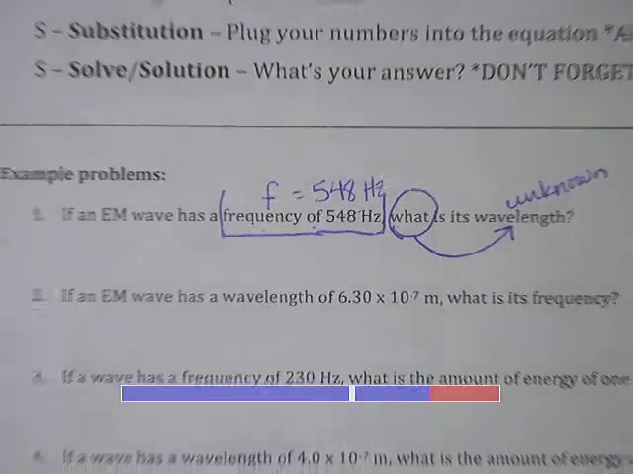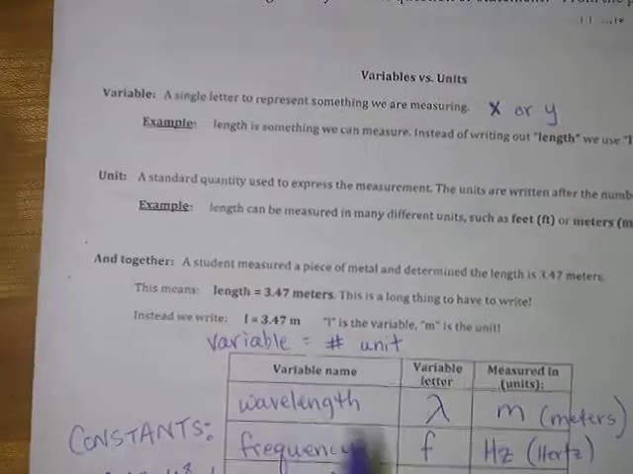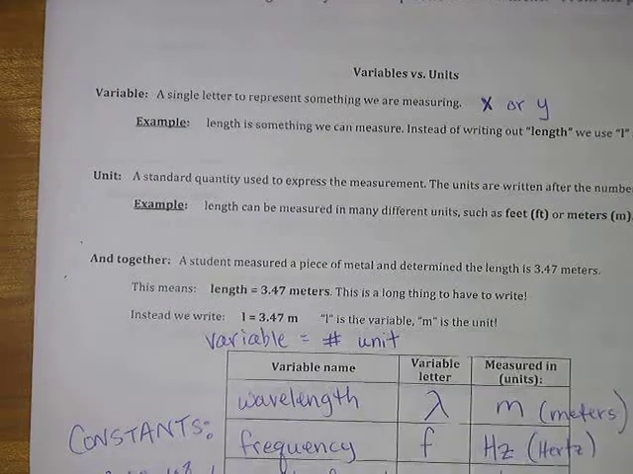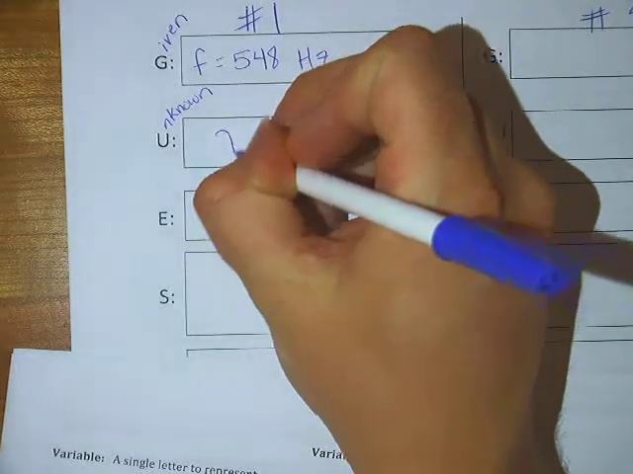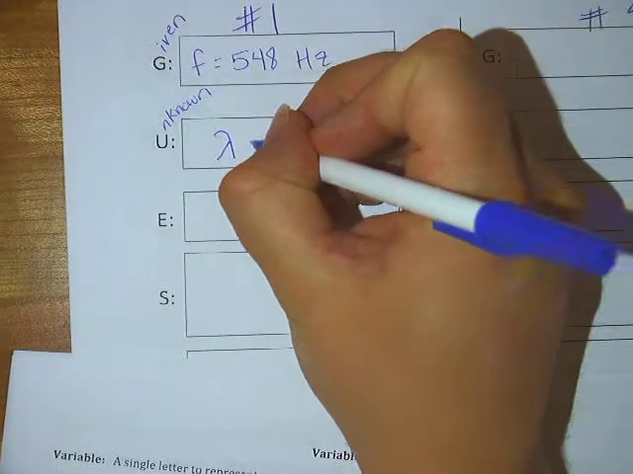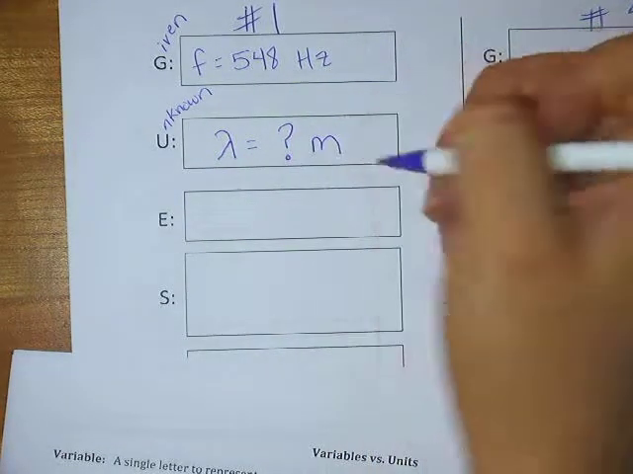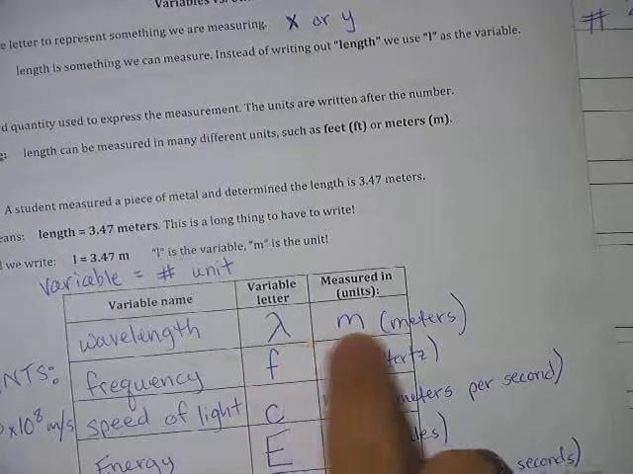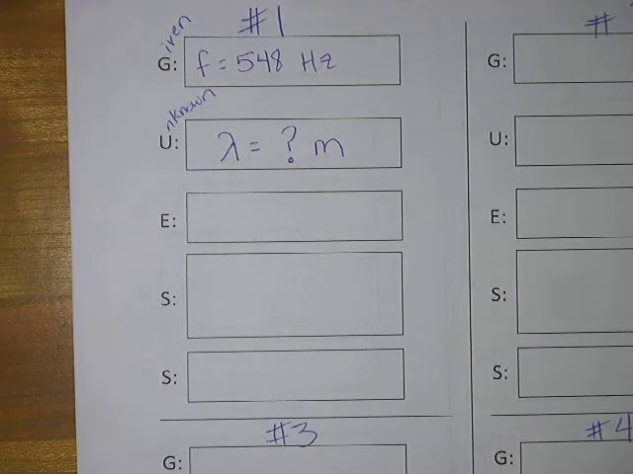And if I look back at the chart on page 42, wavelength is supposed to be lambda measured in meters. So what I'm going to write in my unknown box, I know I need wavelength, that's this new Greek letter lambda. It equals some number we don't know, and it's measured in meters. And I took those again straight out of this chart. I know wavelength should be a variable of lambda and units of meters.